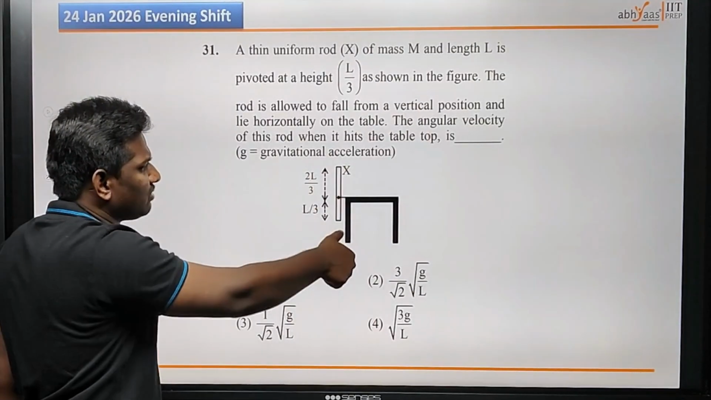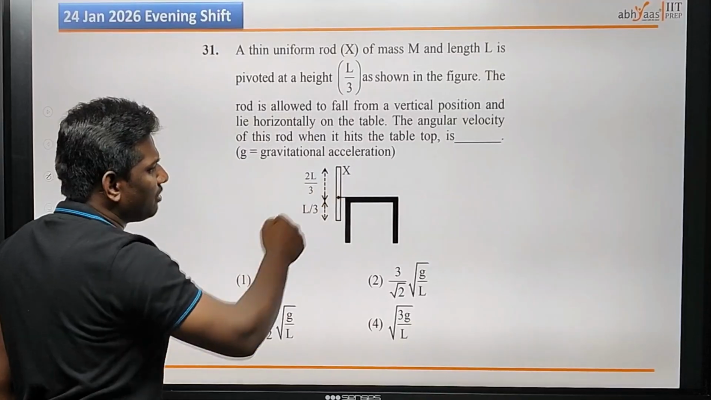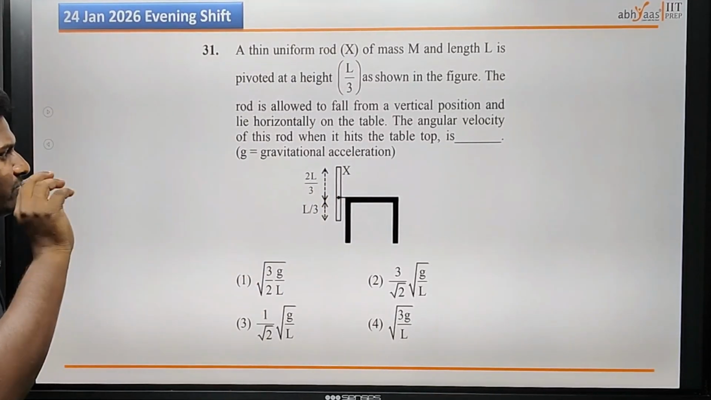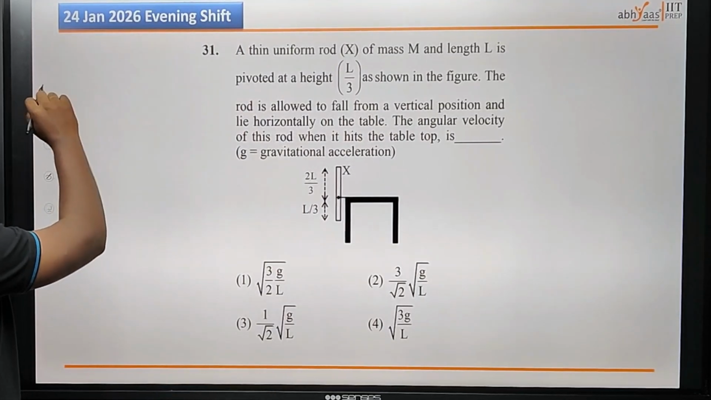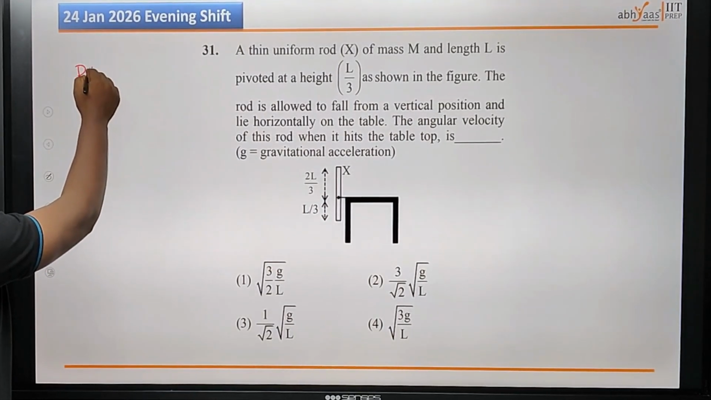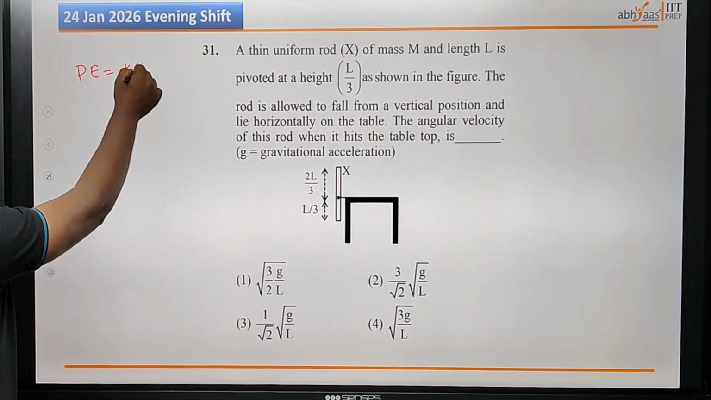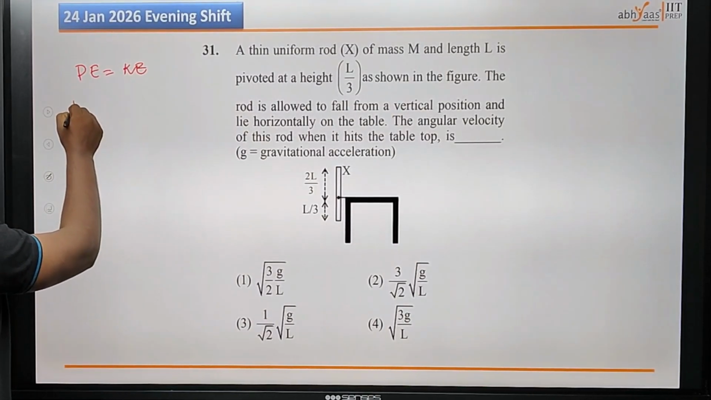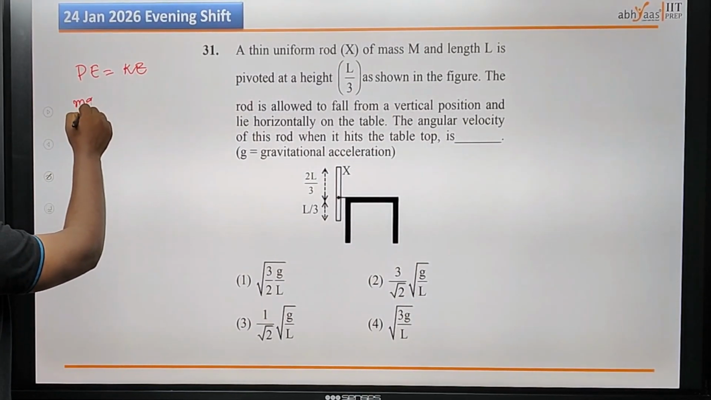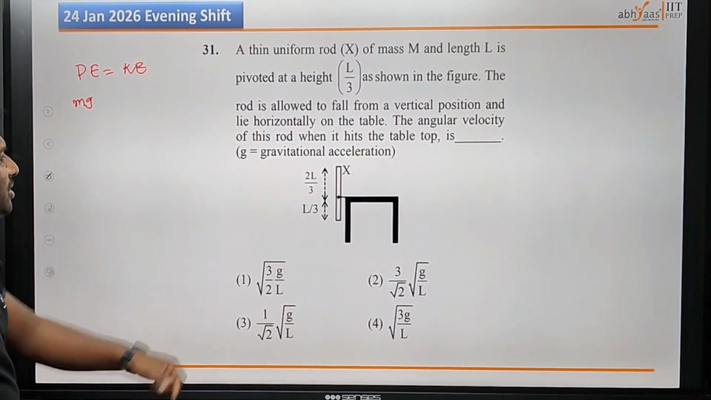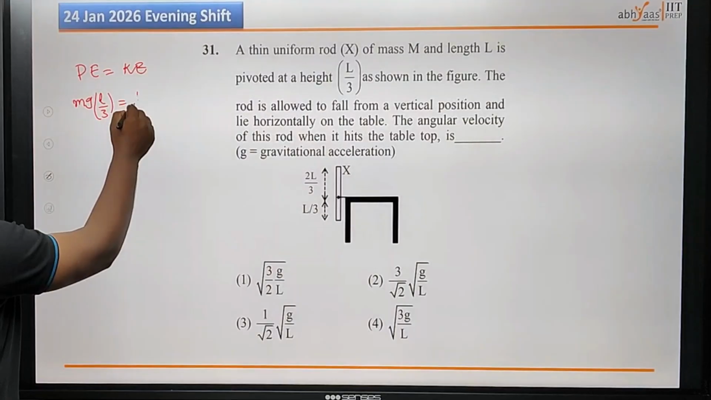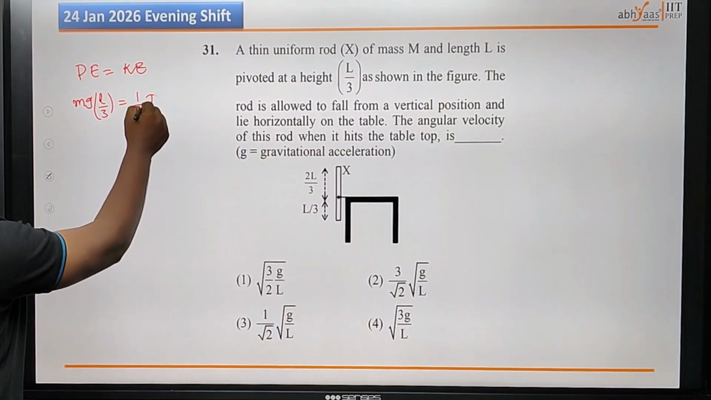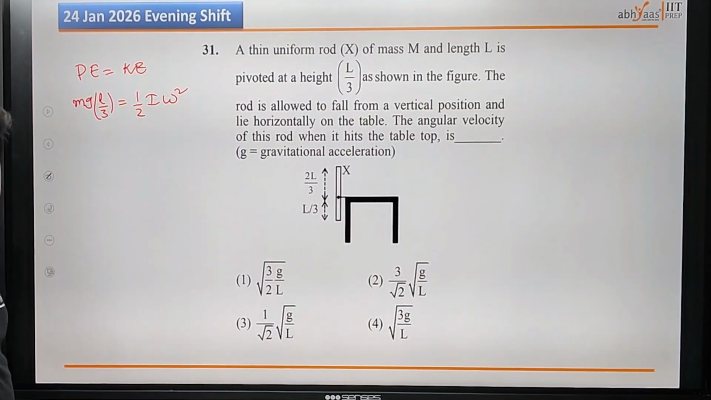When it is going down, when it is hitting the top, at that point you have to find the angular velocity. So at that point, potential energy is equal to kinetic energy. Potential energy is nothing but mgh, where h is L by 3, equal to half I omega square. You have to find omega square.